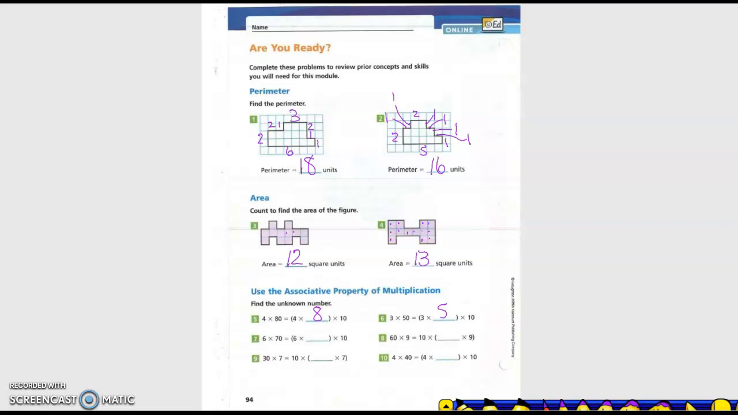6 times 70. So 6 times 7 times 10. 60 times 9. This, they kind of did it in a different order, but it still means the same thing, right? That's what associative means. So what goes in there? Next one, 30 times 7. 10 times blank times 7. 3. Next one, 4 times 40. So 4 times 4 times 10.